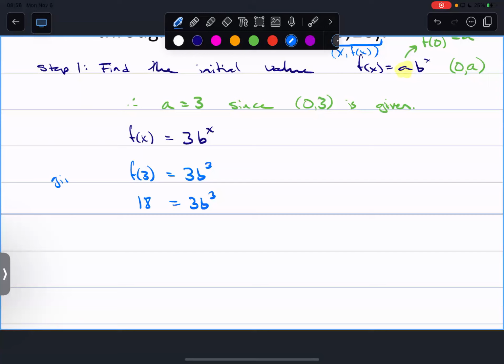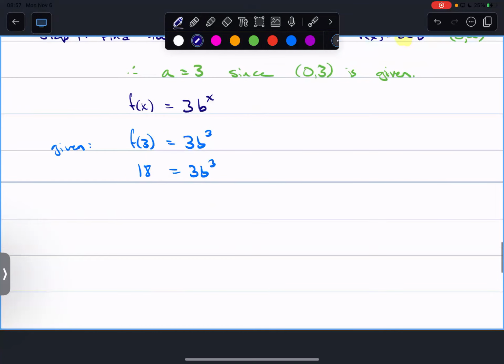So this is what we're given. Because what do we want to do? We want to try to find b, right? Using that point. I know it has to pass through that point. And so now I can figure out what b is.